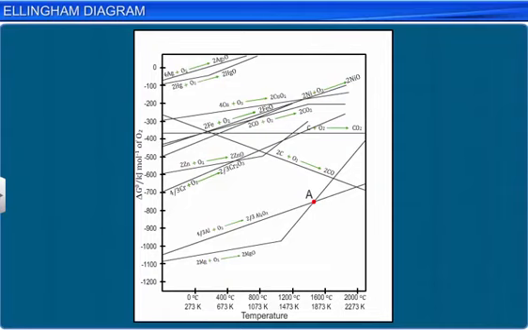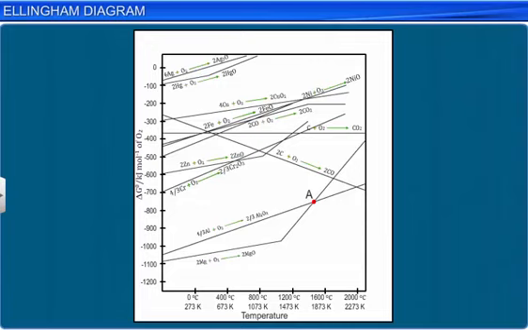An Ellingham diagram normally consists of plots of change in the Gibbs energy versus temperature for the formation of oxides. An Ellingham diagram for oxides has several important features. Let's look at them one by one.